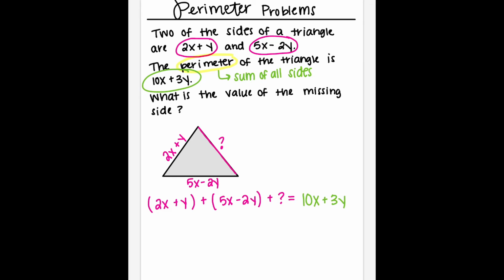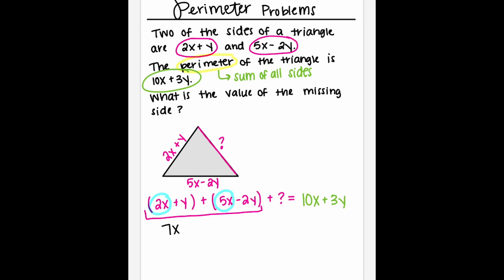So we can simplify this equation that we have by adding these two polynomials together based on what we know about adding polynomials. So we'll look at any like terms and combine them first. I see terms that have the variable x. So 2x plus 5x is 7x.